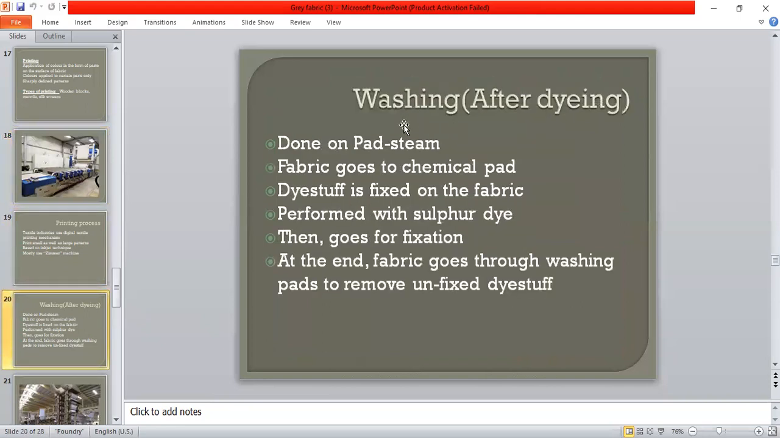So the next one is washing. Washing is done after the dyeing process. After dyeing, this is the drying of fabric, which is done on the pad steam machine, and then the fabric goes to the chemical pad. Dye stuff is fixed on the fabric. Then it is performed with the sulfur dye. After that, it goes for the fixation process. At the end, the fabric goes through washing pads to remove unfixed dye stuff.